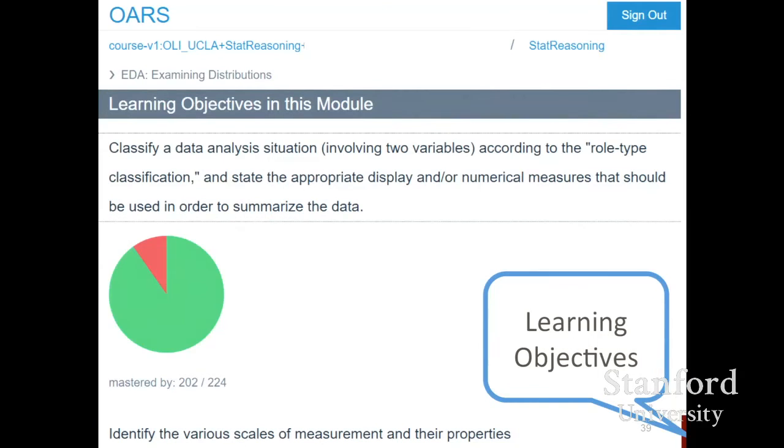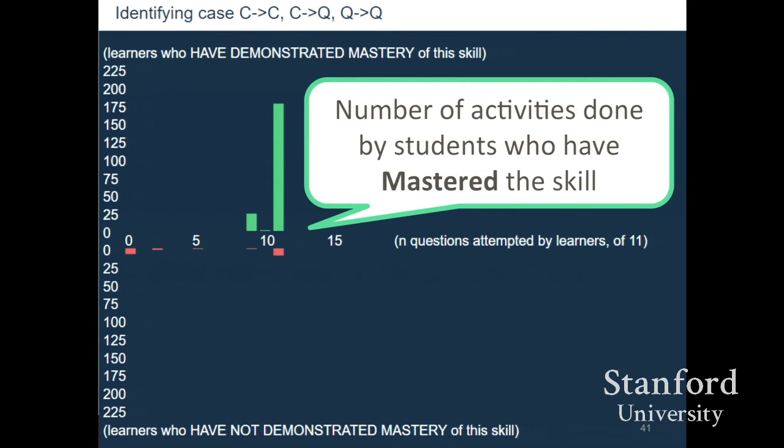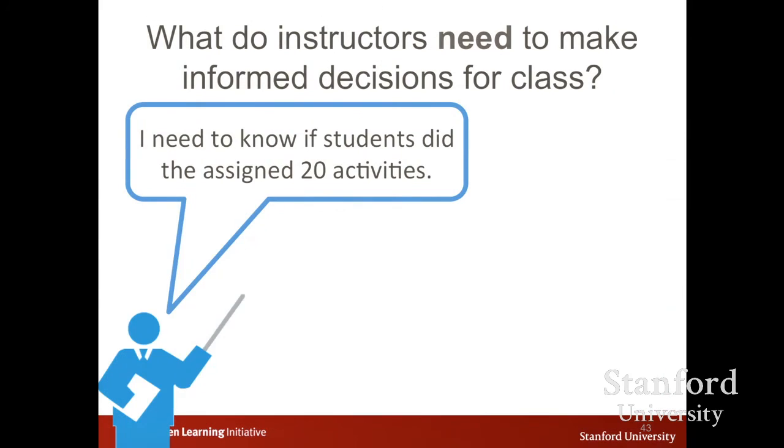So right now, I showed you one visualization. Another visualization that we came up with shows, at the skill level, a class of 225 learners. The x-axis shows the number of activities done by the student, and the number of activities done by the students who have not yet mastered the skill goes along the same axis, but downside. So mastered, not mastered, up and down. And then why did we create that?